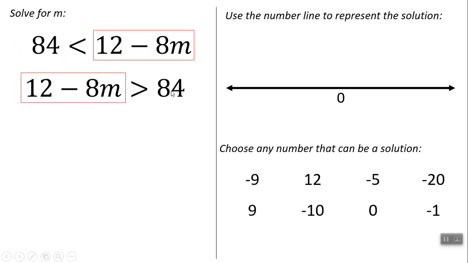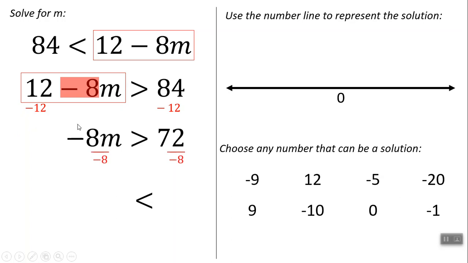From here, we're just going to do our same old operations that we always do. We're going to notice that the -8 is a negative coefficient. So I'm going to rewrite a reversed inequality sign down here so I don't forget it later. From here, I'm going to subtract off the 12. Gives us -8m being greater than 72. I'm going to get rid of my coefficient by dividing by the exact same thing. And I'm going to get m is less than -9.